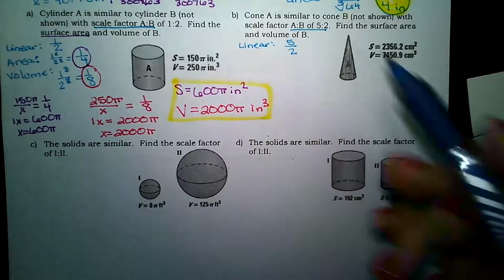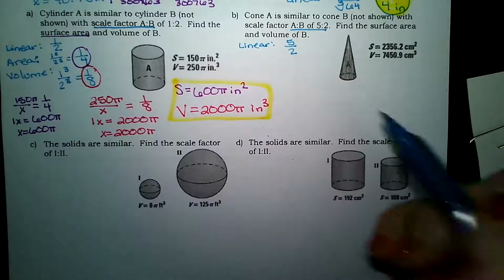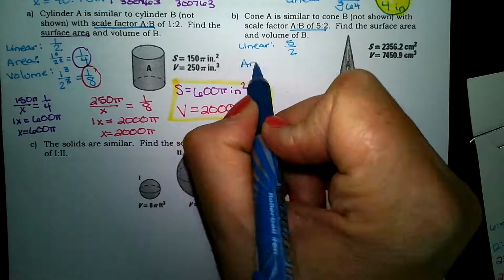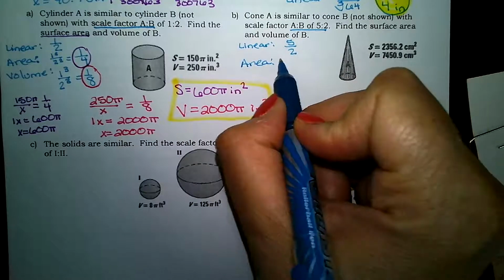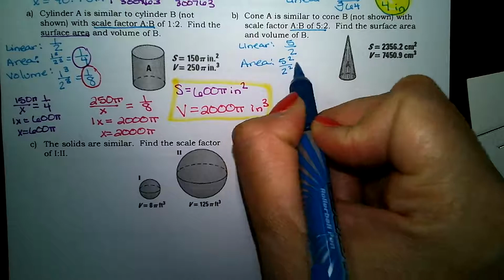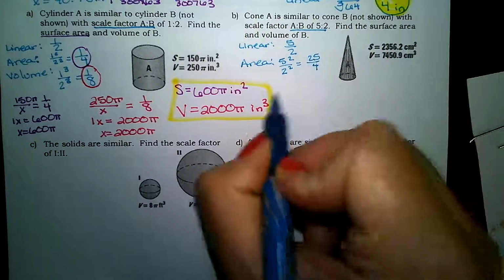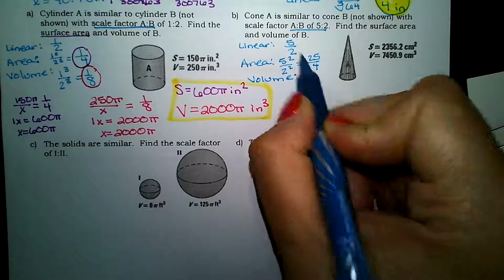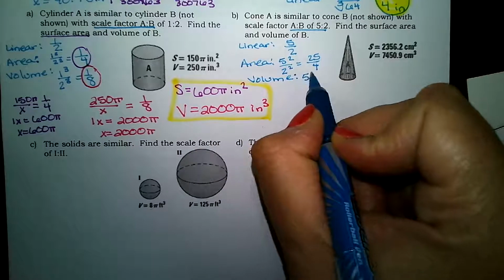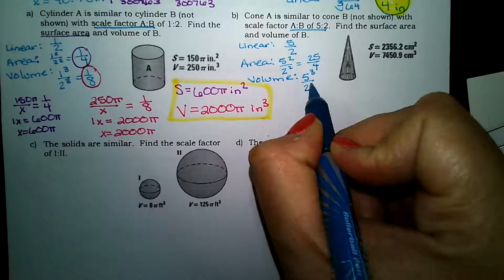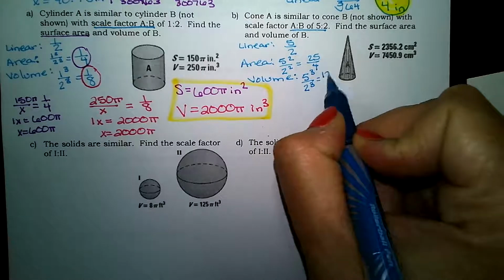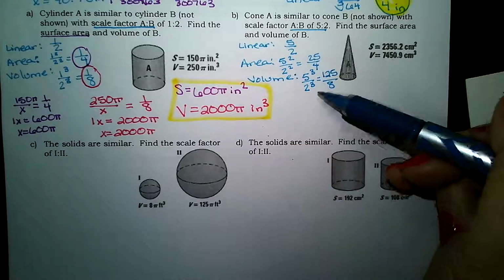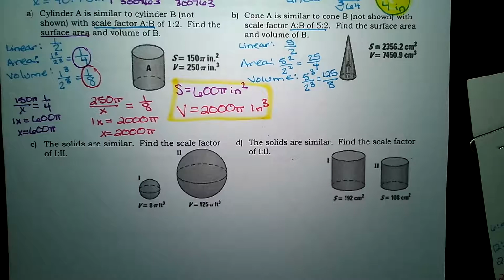Okie doke. So, first things first, let's make up our three ratios. If the linear ratio is 5:2, then the area ratio is the square of 5 over the square of 2, which would be 25:4. The volume ratio would be the cube of our linear ratio. So the cube of 5 over the cube of 2, which would be 125:8. Now, using these three ratios, we can find the missing surface area and volume.